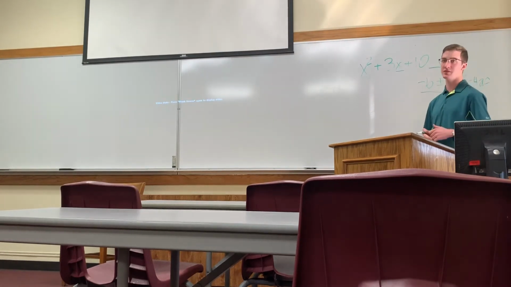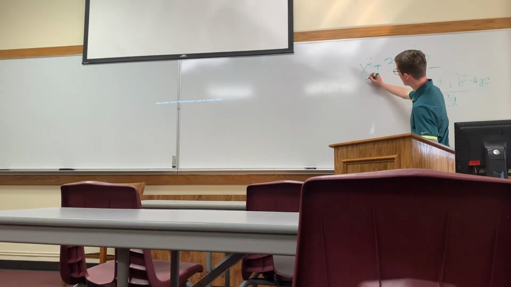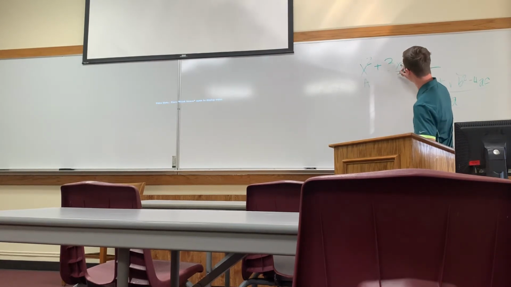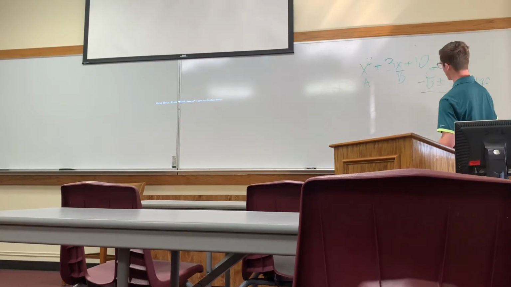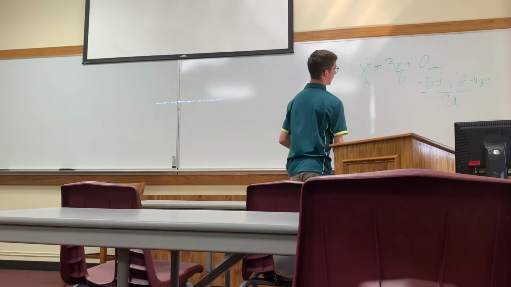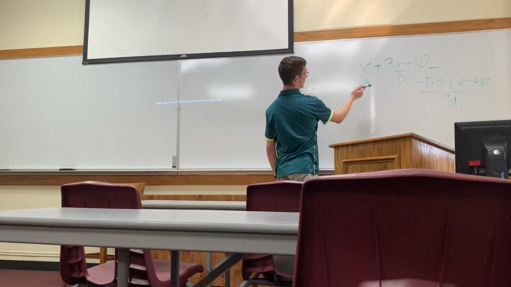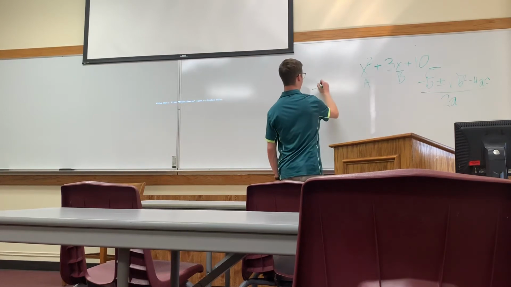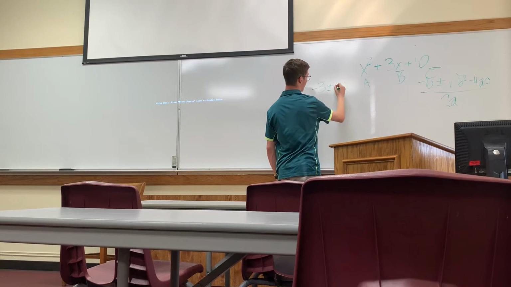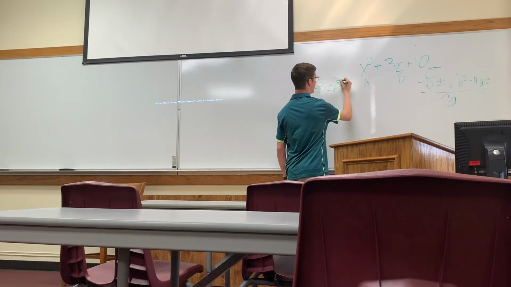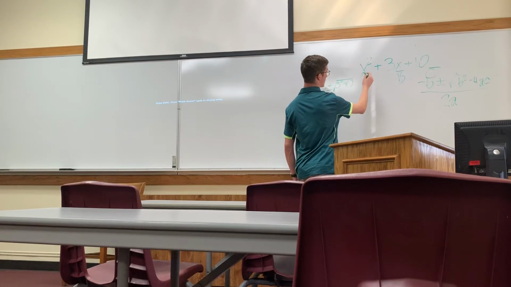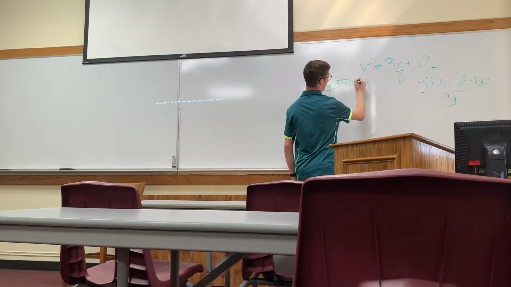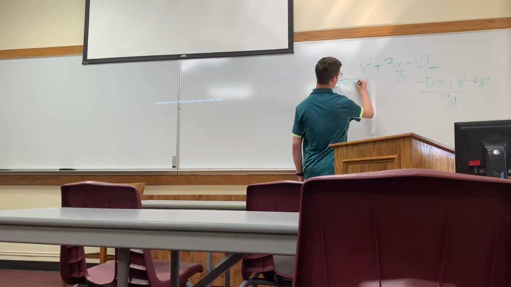Basically, to input these terms, all you have to do is note that this is the a term, this is the b term, and this is the c term. So with that, we use this formula, and we find out that it is the opposite of b, so the opposite of 3 is negative 3, plus or minus the square root of b squared, so 3 squared, minus 4a, which is 1, and c, which is 10.